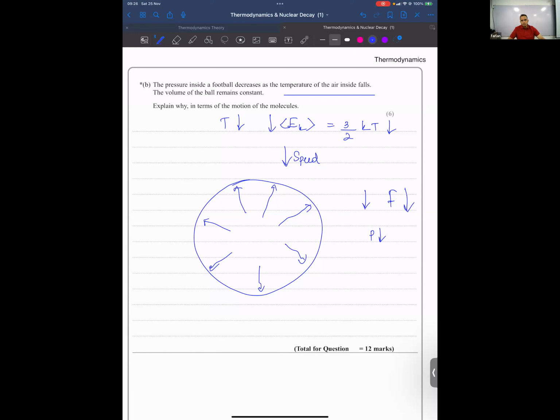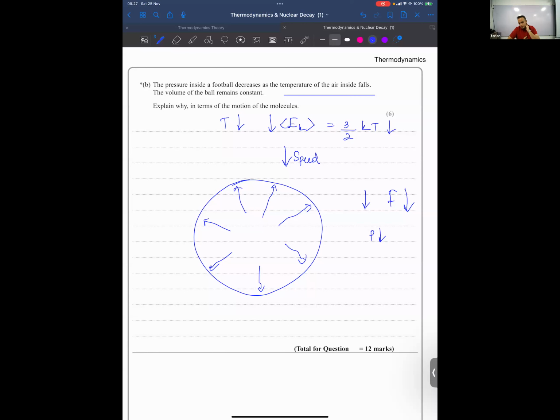Could you please start repeating, sir? Because I thought you were explaining it again. When the temperature decreases, the mean kinetic energy of the molecules will decrease. Full stop. So the mean speed of the molecules will decrease. Full stop.